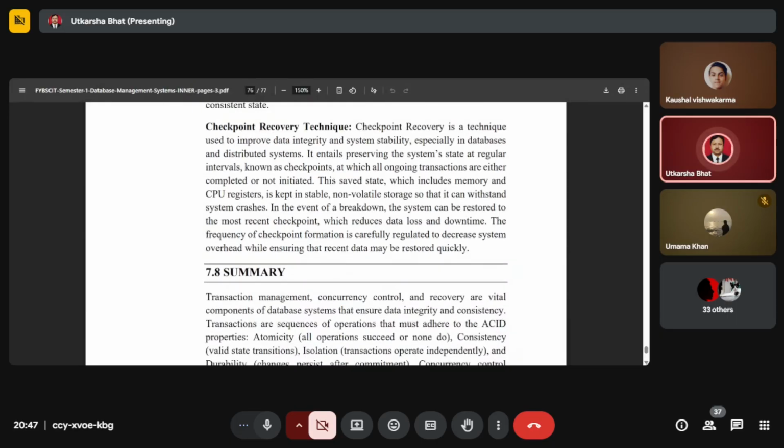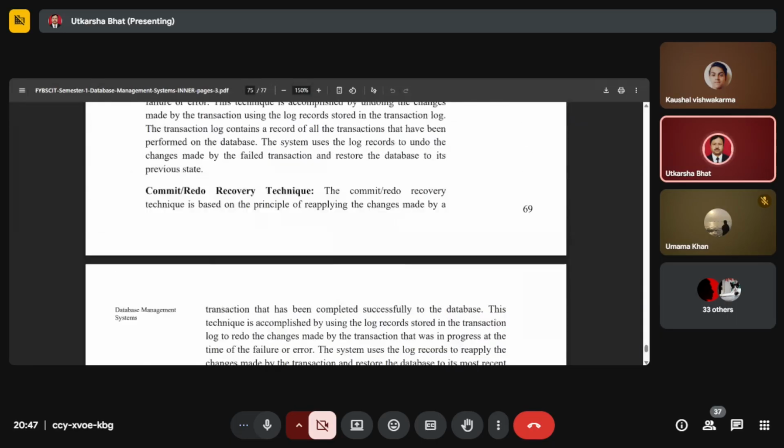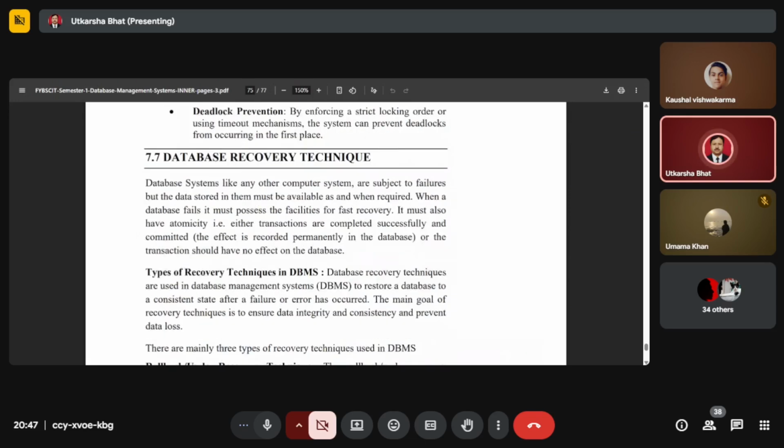These are three different types of recovery. The last topic, recovery, 7.7, will be discussed in the next lectures. Here we stop the lecture.